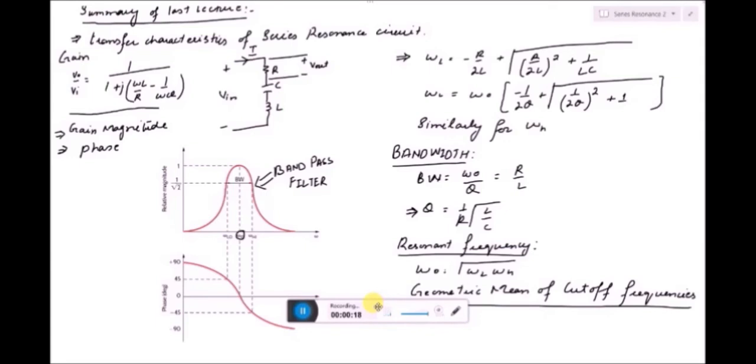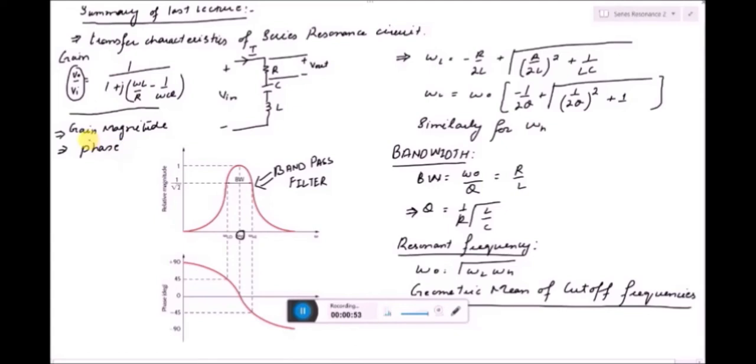In the last lecture we discussed the transfer characteristic of the series resonance circuit. We started from the voltage gain formula of the RLC circuit, where V in was the input voltage and we were getting the output voltage across the resistor. For V out over V in, we got the formula by applying the voltage divider rule, and this V naught over Vi is known as gain, the transfer function of voltage gain.